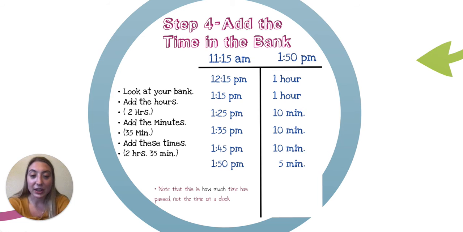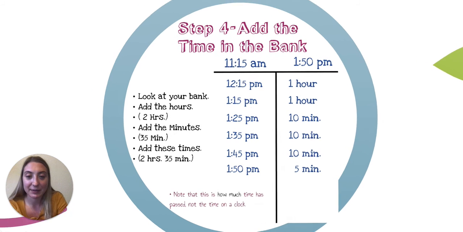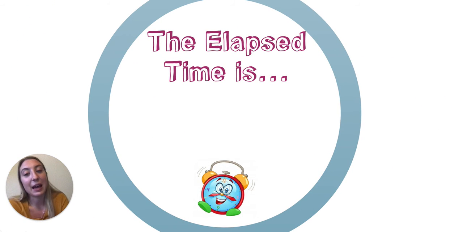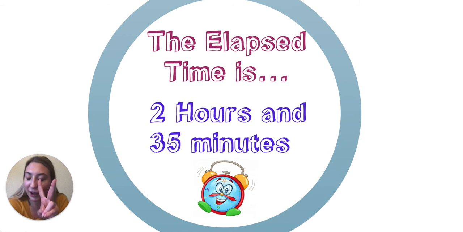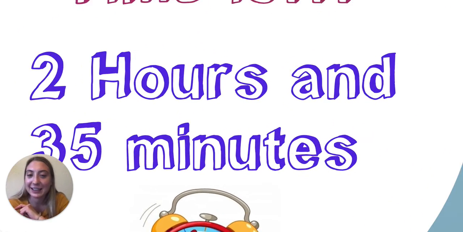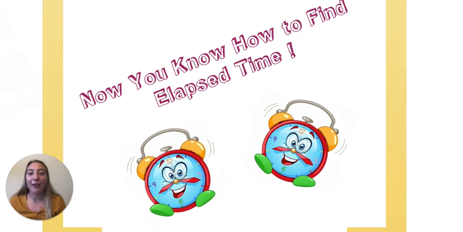And remember, this is how much time has passed. This is how long the concert was. 2:35 is not going to be the hour on the clock. It's just saying this is how much time the concert was. From 11:15 a.m. to 1:50 p.m., it is 2 hours and 35 minutes. The elapsed time is 2 hours and 35 minutes. And now you know how to find elapsed time.